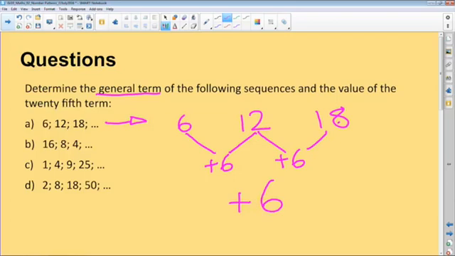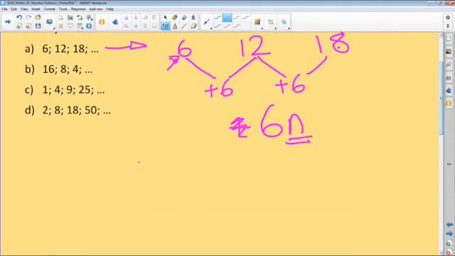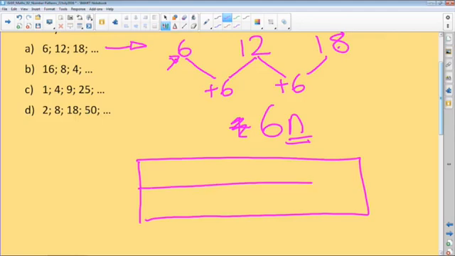What am I adding it to? Well, the first term is 6, but the second term is 12. So maybe what I'm doing is, instead of adding 6, I'm multiplying n by 6. What is n? n is my term number. So if I were to do this in a table, let's draw one very quickly. Tables help sort out everything.